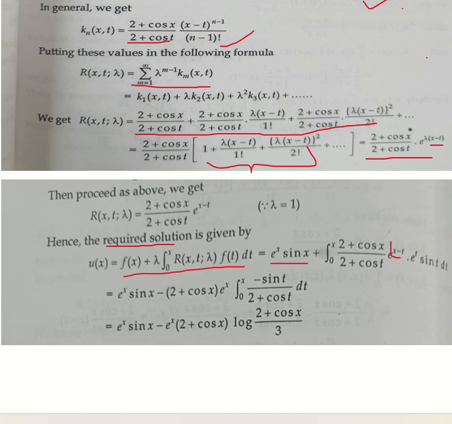Here we have to integrate. Now when we integrate with respect to t, all the other terms will come out. So I have taken 2 plus cos x into e power x out. So the integration of sin t divided by 2 plus cos t. So 2 plus cos t, if I write as u, differentiation of this will be minus sin, correct? So we have written here this, okay? So this is going to get simplified to log. So log 2 plus cos x, e power x sin x minus e power x 2 plus cos x into log 2 plus cos x divided by 3.